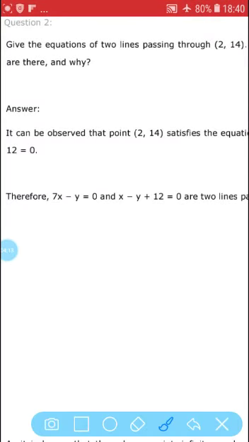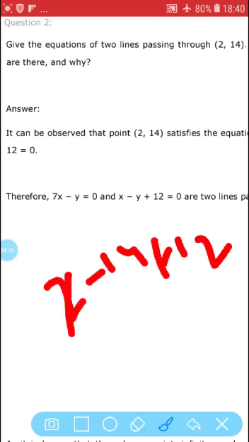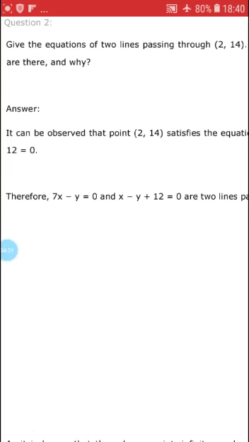x minus y plus 12 is equal to 0. 2 minus 14 plus 12, that is 14 minus 14, which is equal to 0. So in that way, you can write as many equations as you want.